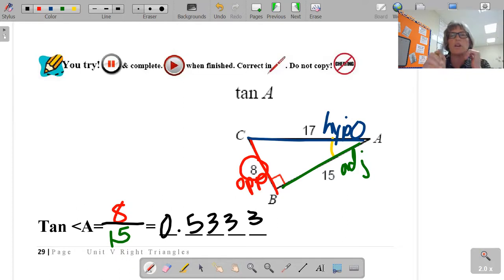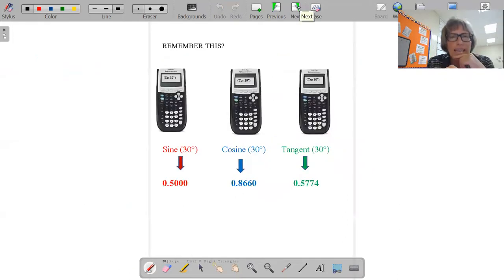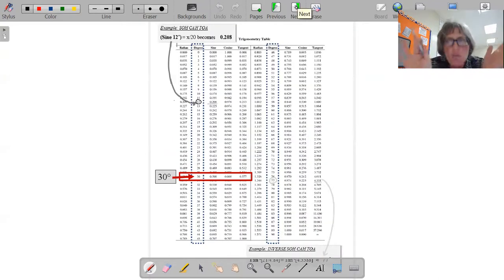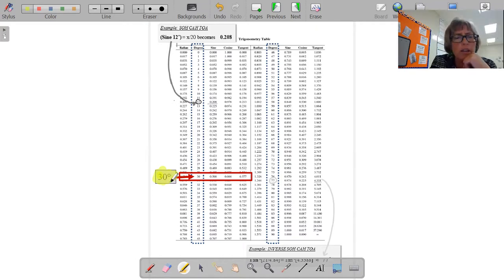Now, what's up with all these ratios? What's important for you to know is that these ratios, remember we started with sine of 30, cosine of 30, tangent of 30. There are actually hundreds of them related to specific angles. For example, here's this giant chart, and you also have this chart in your reference booklet. The sine of 30 is 0.5. The cosine of 30 is 0.866. The tangent of 30 is 0.577.